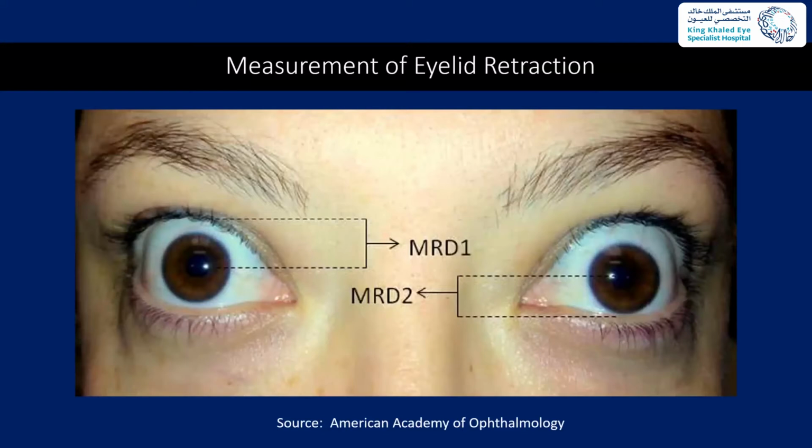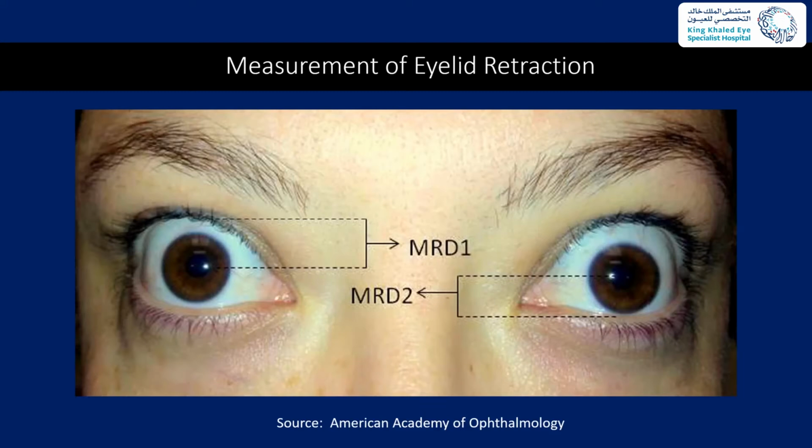So the margin reflex distance is a way to measure eyelid retraction. A typical corneal diameter is 12 millimeters, and a normal upper margin reflex distance, or MRD 1, for the upper lid would be 4 millimeters. And the lid usually covers the top 2 millimeters of the cornea, so a lid at the upper limbus would have an MRD 1 measurement of 6 millimeters.